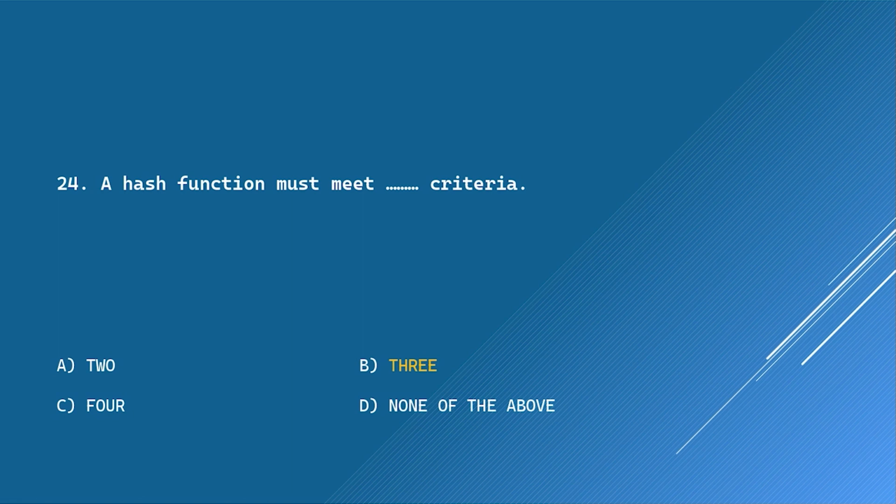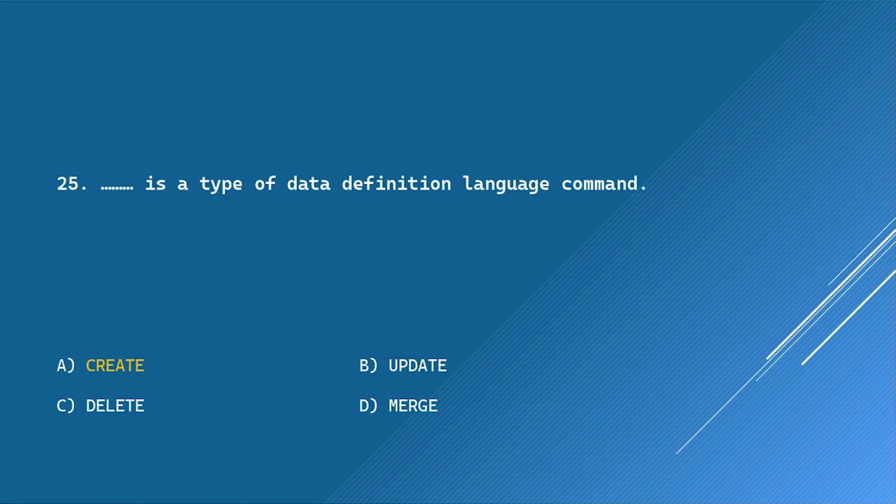24. A hash function must meet criteria: A. 1, B. 2, C. 3, D. none of the above. Correct answer is 3. 25. Which is a type of data definition language command? A. Create, B. Update, C. Delete, D. Merge. Correct answer is create.